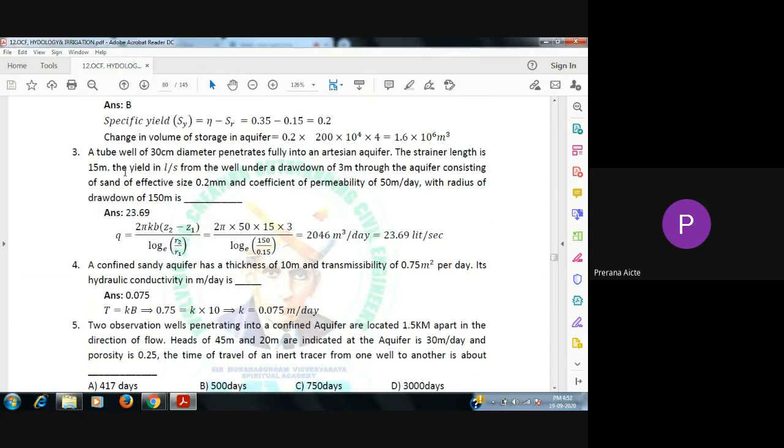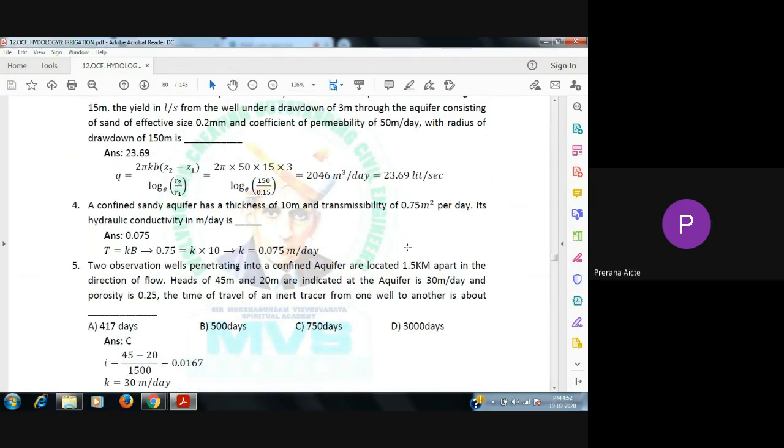So what is 150 actually? The strainer length is 50 meters, the diameter is 30 centimeters, so the radius is 15 centimeters, 0.15 meters. The radius of drawdown is 150 meters. So this 150 by small r, it comes around some value in meter cube per day. Converted into liter per second: meter cube per day into 10 cube liters by 24 into 60 into 60. It comes around some liter per second.